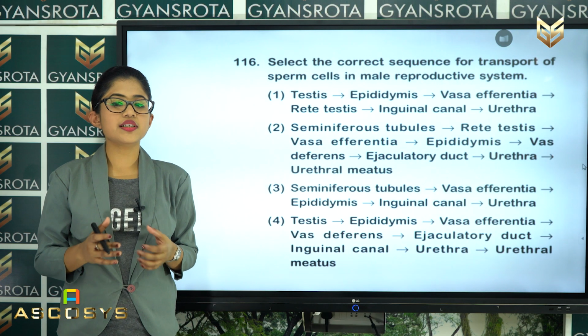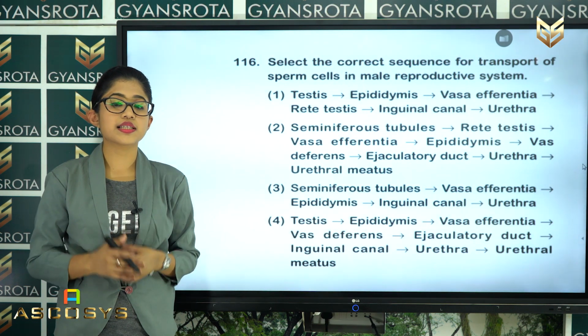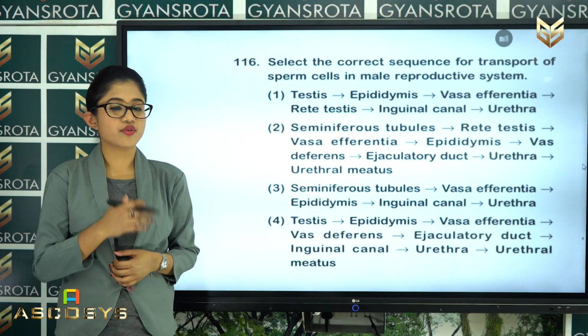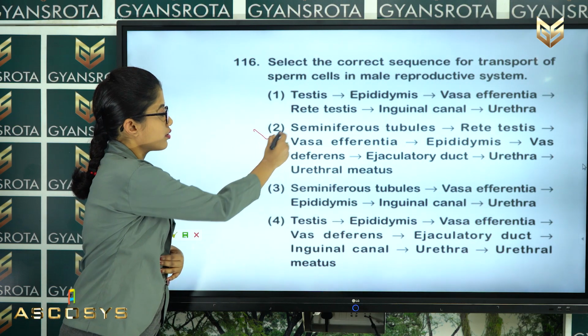And the third option is seminiferous tubules, vasa efferentia, epididymis, inguinal canal, urethra. And the fourth option is testis, then epididymis, vasa efferentia, vas deferens, ejaculatory duct, inguinal canal, urethra, then the urethral meatus. So we have already discussed this in the chapter human reproduction. So I hope you have remembered the sequence of transporting the sperms in male reproductive system. So which among them is the correct option? That is option number 2.